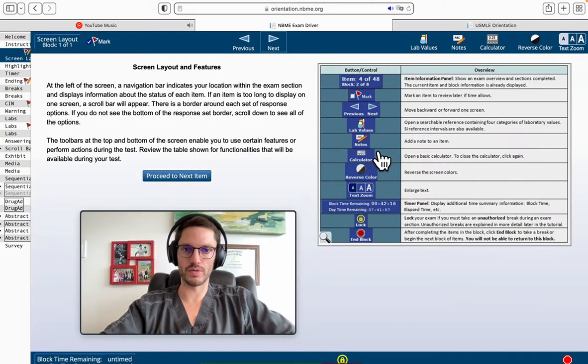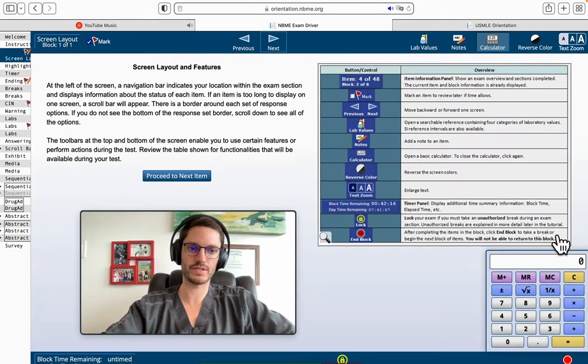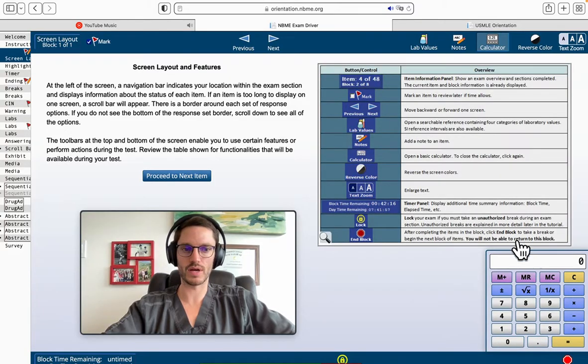Okay, so the calculator, this is very useful in the biostatistic questions. Then they are asking you for you to calculate the relative risk or the odds ratio, and then you have to do some fractions, and that's why the calculator is useful.